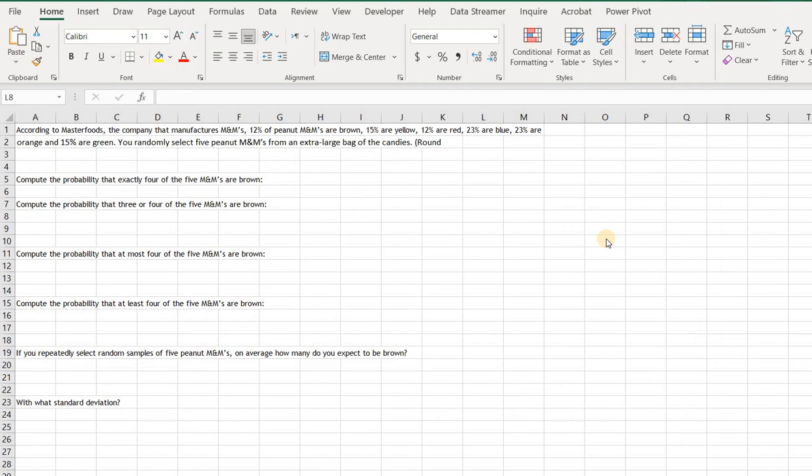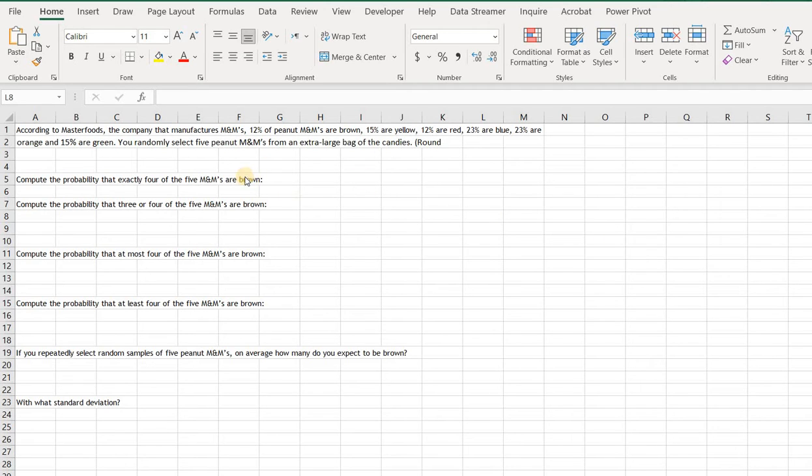According to Master Foods, the company that manufactures M&M's, 12% of peanut M&Ms are brown, 15% are yellow, 12% are red, 23% are blue, 23% are orange, 15% are green. You randomly select 5 peanut M&Ms from an extra large bag of the candies. We want to compute the probability that exactly 4 of the 5 M&Ms are brown.